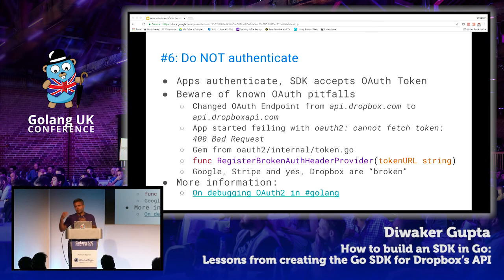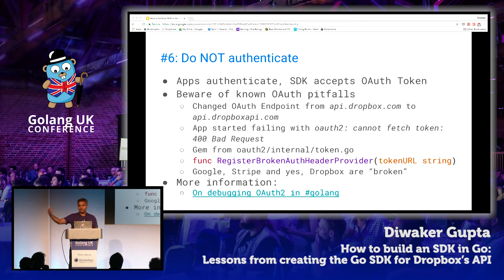Now, even from an application standpoint, there are some peculiarities in Go about OAuth that you should be aware of. One particular problem that I ran into when I was building some applications using the SDK is that we had the default OAuth endpoint of api.dropbox.com. At some point, we still had that endpoint working, but our documentation started saying that this endpoint will be deprecated in the future, and there is a new endpoint, api.dropboxapi.com, that applications should start using. So obviously, I thought, okay, I should update my applications to use this new endpoint. That is the only change I made, just the OAuth endpoint, nothing else. And my application started failing. The error message was pretty bizarre and obscure with really no information. It just said, cannot fetch token, bad request.